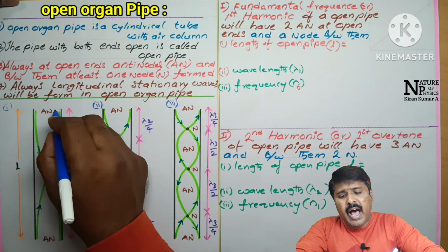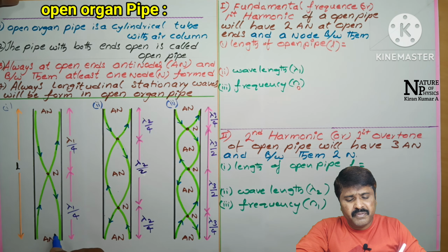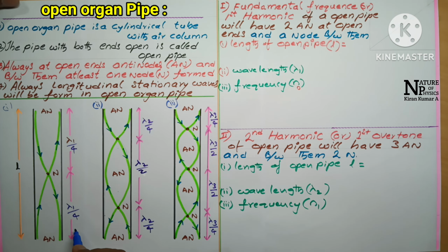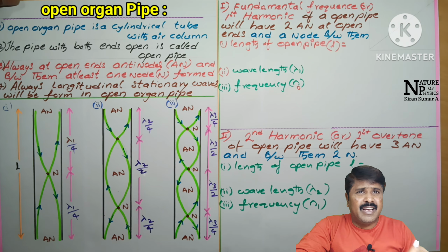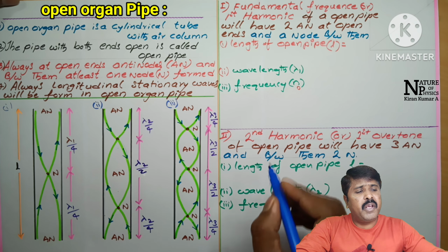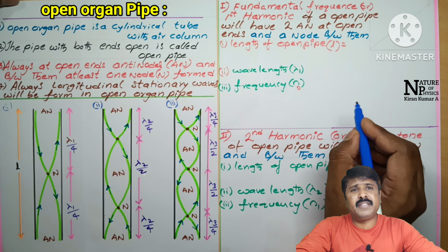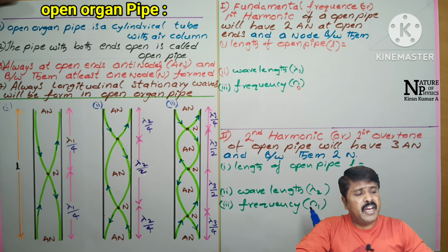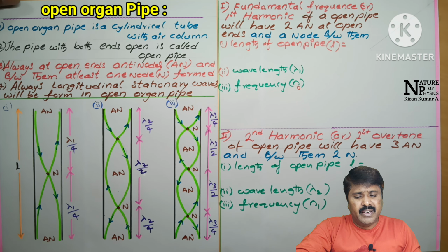Okay, so half of the loop represents lambda divided by 4, and the remaining half of the loop represents lambda divided by 4. For the first one I am considering the wavelength as lambda 1, student. The second one is lambda 2, the third one is lambda 3. The frequency of the open pipe is n0 here, and the second is n1 and the next is n2, we will discuss the continuation.